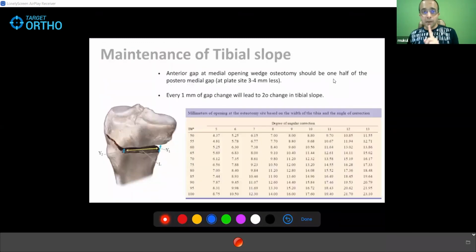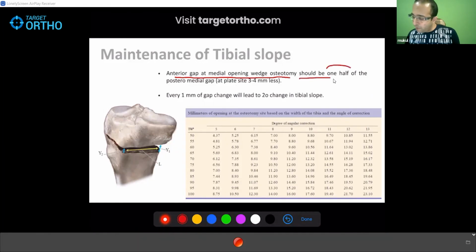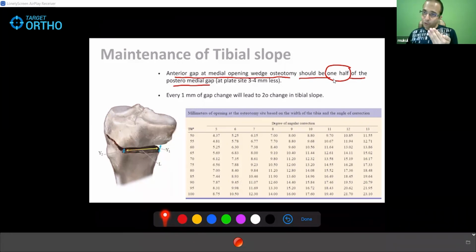How to maintain the tibial slope? Yes. You make sure that the anterior gap at the medial opening wedge osteotomy should just be half of the posterior medial gap. So on the posterior side the osteotomy will open more, and on the anterior side it will open less. I've already told you how to calculate the posterior gap.